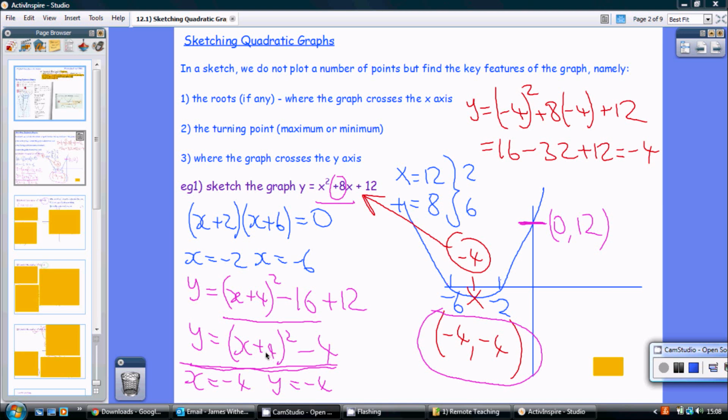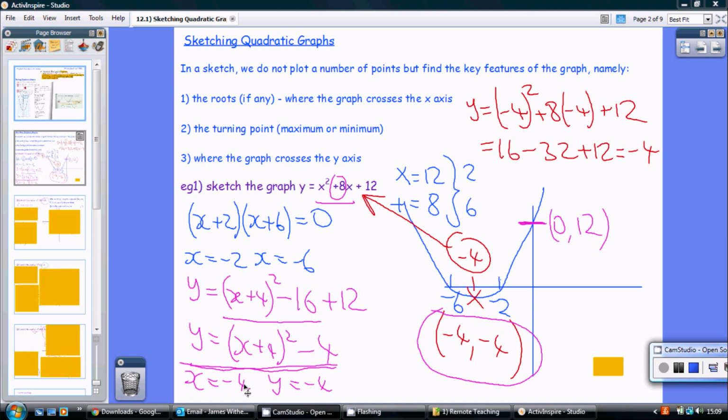Now the minimum point is where the y coordinate is as small as possible. When we square anything, the smallest we can get is 0, when it's 0 squared. So at the minimum point, we want to make this bracket 0. So how do we make this bracket 0? x is minus 4. So there is our x coordinate of our minimum point.